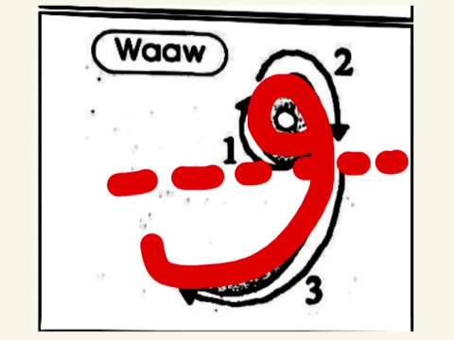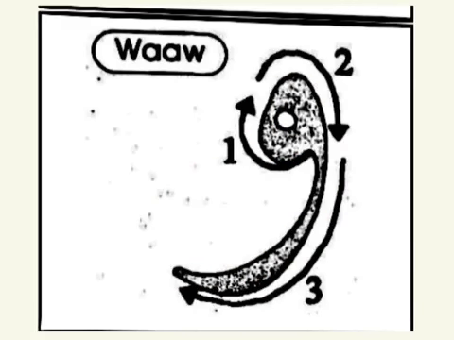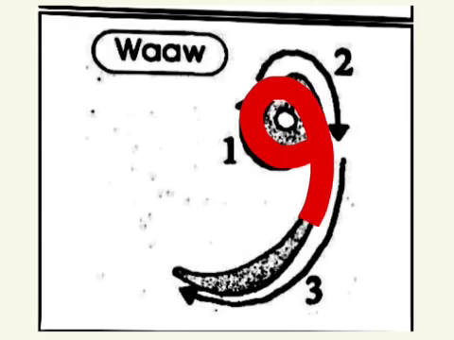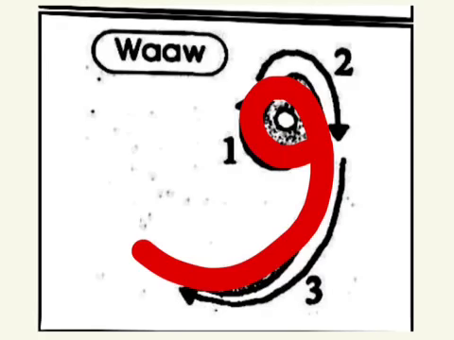Remember that the letter Waw is also a one-way connector, which means it can connect to what comes before it, but after it, you have to leave a space. Let's see that again. It starts above the line, goes around, and underneath the line, a long tail. The letter Waw.